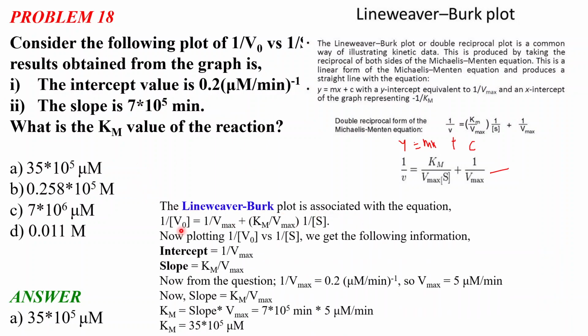The Lineweaver-Burk plot is associated with 1 by V0 equal to Km by Vmax into 1 by S plus 1 by Vmax, as I have mentioned already. So the intercept is 1 by Vmax, the slope is Km by Vmax. For the question, it is given that the intercept 1 by Vmax equals 0.2 micromolar minute inverse. So Vmax will be 5 micromolar into minute inverse, we just have to take the reciprocal. The slope is given by Km by Vmax, so Km will be slope into Vmax, which is 7 into 10 to the power 5 minute times 5 micromolar per minute. The minute cancels out and we have 35 into 10 to the power 5 micromolar. So this is the value of the Km.